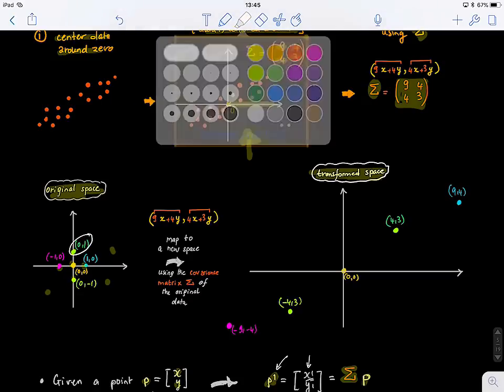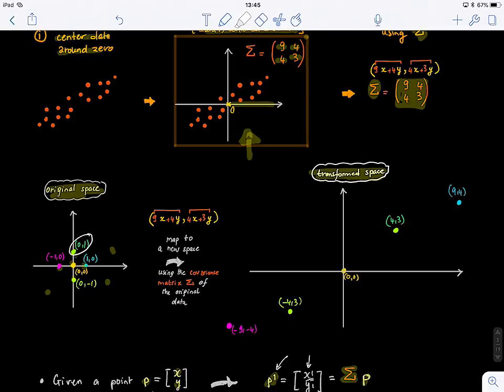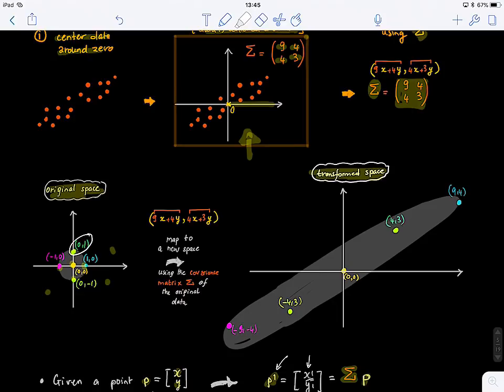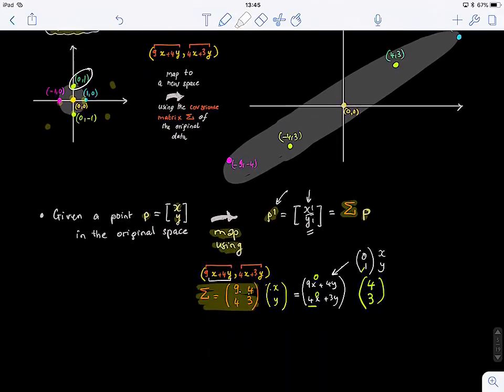This is the original data, right? It's located inside maybe a circle or sphere. But if you look at the transformed points, you can see that the covariance matrix, when we use it to map the data, somehow stretched the space and rotated some points, okay? This is what we call a linear transformation. Now, why are we doing this?